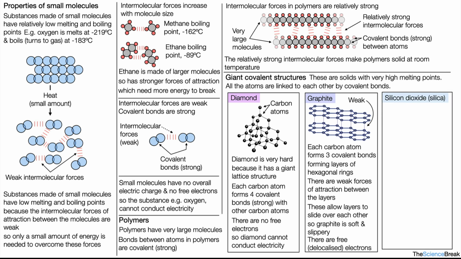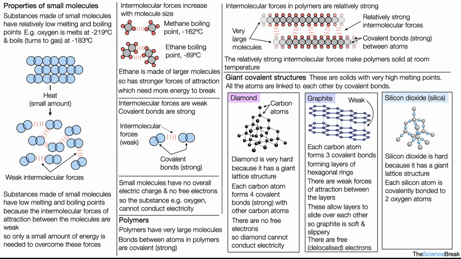The third and final giant covalent structure we need to know about is called silicon dioxide, otherwise known as silica. Here is the structure of silica. Silicon dioxide is hard. This is because it has a giant lattice structure, and each silicon atom is covalently bonded to 2 oxygen atoms. There's 2 silicon atoms in blue, and the oxygen atoms are in that grey colour. There are also no free electrons for silicon dioxide. That means silicon dioxide cannot conduct electricity. So those are the 3 giant covalent structures we need to know about.